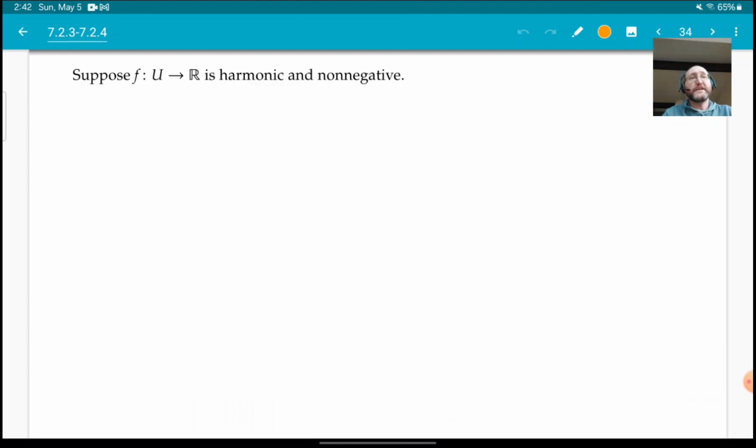All right. So suppose that F is just some harmonic non-negative function on U. We have that all of the 2R disks for all the Zj are in U. So therefore, if we have any point in the R disk, in the smaller disk, right?